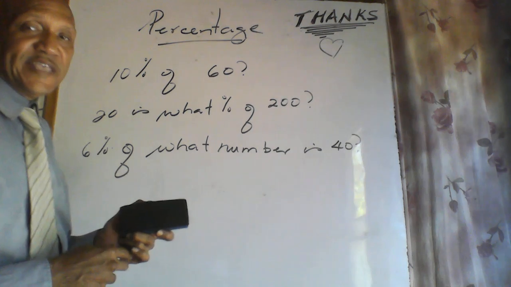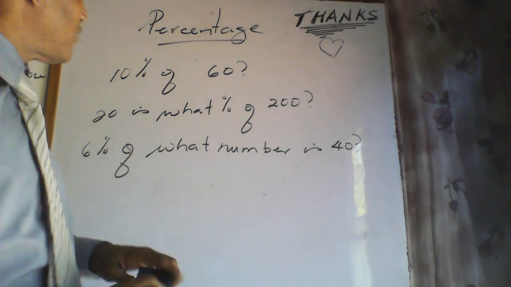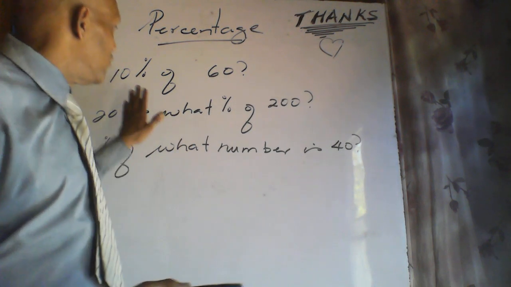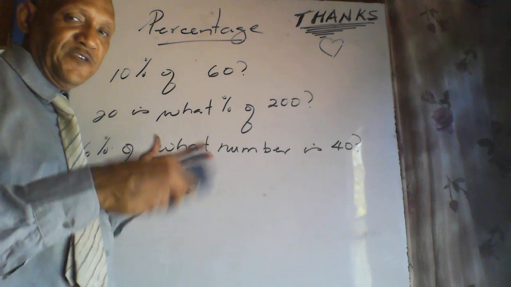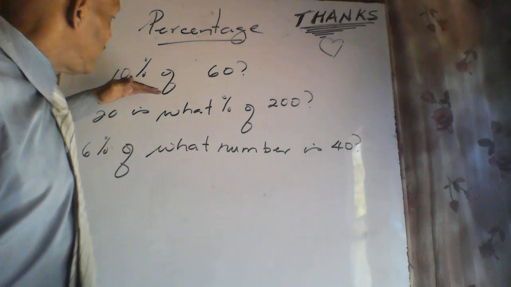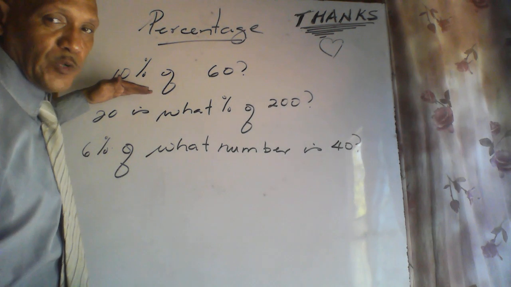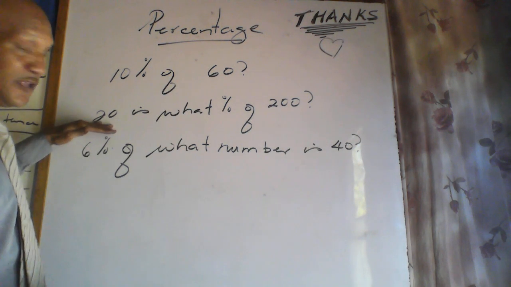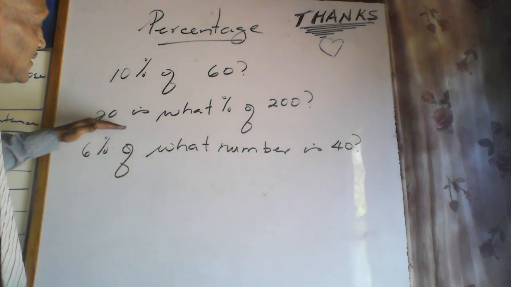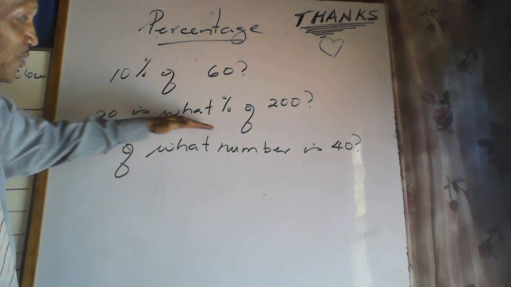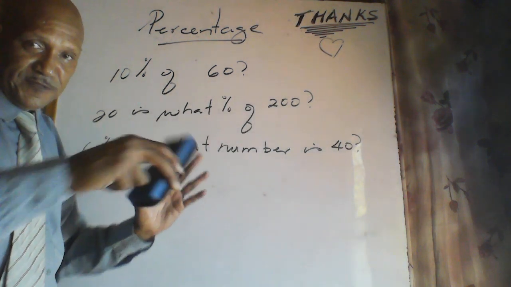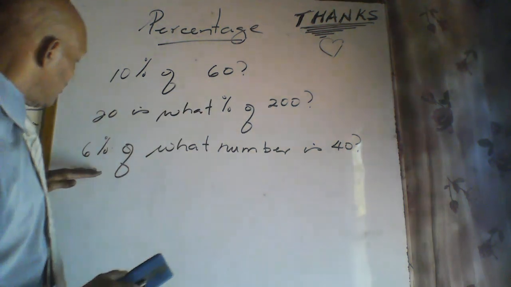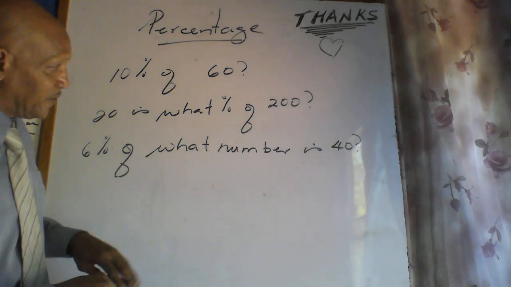These are the different ways that they will come at you with a percentage problem. 10% of 60, just an example, hypothetically speaking. You might see 4% of 200. You might see different forms, but this is one form of how they will come at you. 10% of 60, that's one problem. Then another problem, for example, 20 is what percent of 200? They changed it up a little bit. So all these are set up differently. And here you have 6% of what number is 20.